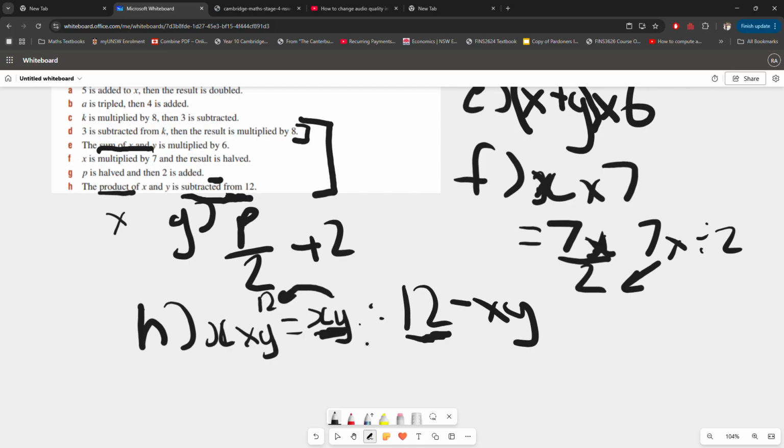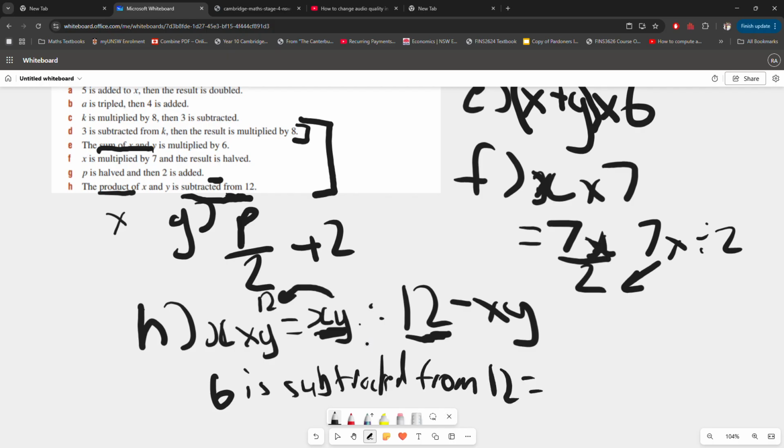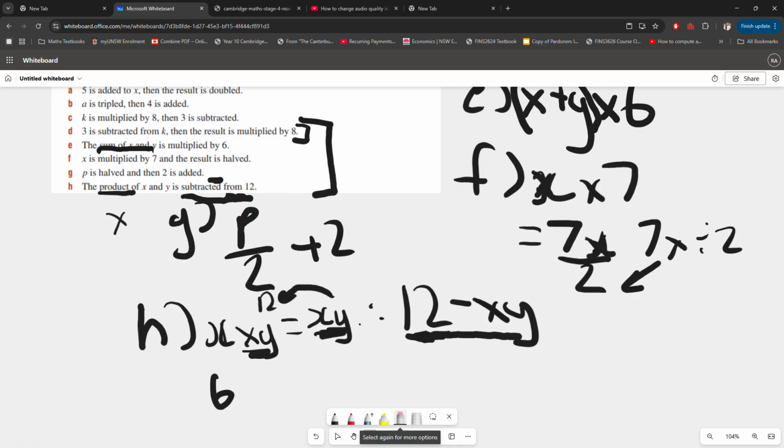Let's say 6 is subtracted from 12. The wording here is very critical and it can be a bit confusing. So 6 is subtracted from 12, right? It would be 12 minus 6, because 6 would be subtracted from the original 12. It's the same concept here. xy is subtracted from the original 12. That's why we do 12 minus xy. Oftentimes students have trouble with the wording there, but from 12 generally means that the number 12 is going to be the starting point.